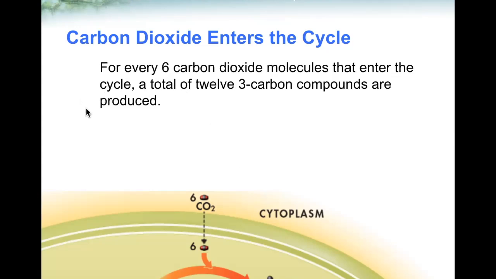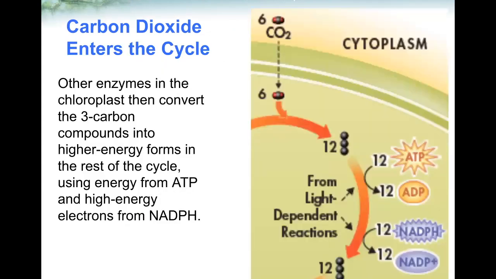For every 6 carbon dioxide molecules that enter the cycle, a total of 12 3-carbon compounds are produced. Other enzymes in the chloroplast convert the 3-carbon compounds into the higher energy forms in the rest of the cycle, using energy from ATP and higher energy electrons from NADPH.